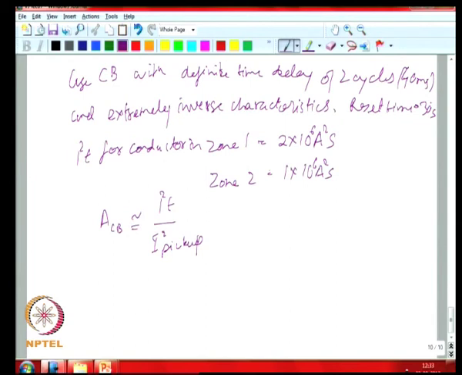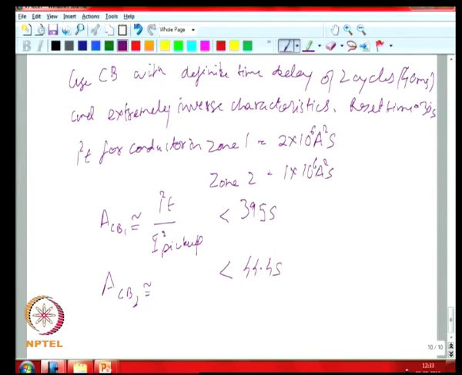So, your A of your circuit breaker should now be less than 39.5 seconds for circuit breaker 1, and A for circuit breaker 2 should be less than 44.4 seconds. You know the I pickup value for each section, each zone, and you should be able to calculate your value of A.